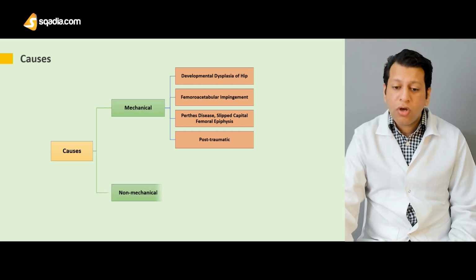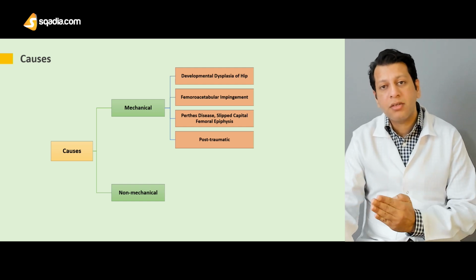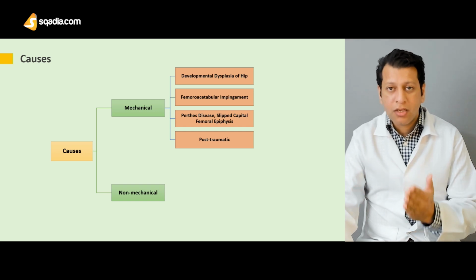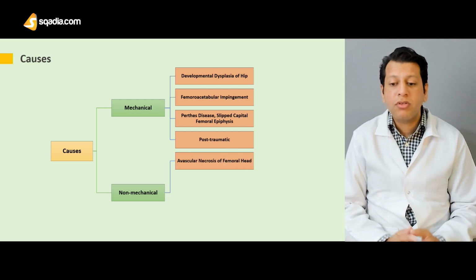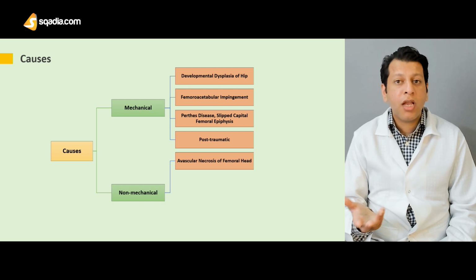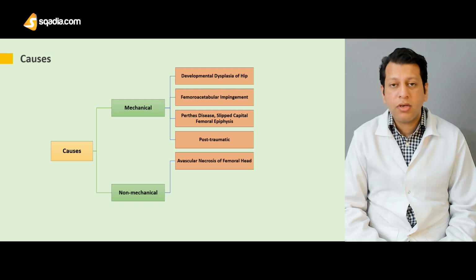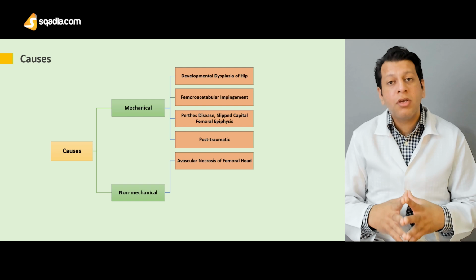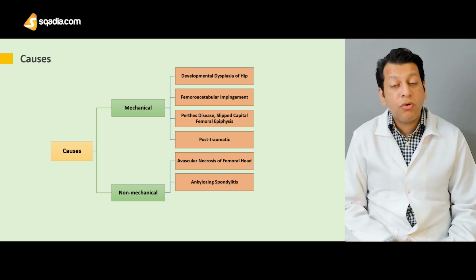Other non-mechanical causes include certain problems which are not related to the mechanics. The structure is fine, the mechanics are fine, but the problem is with other areas. For example, avascular necrosis of the femoral head could be due to the patient being alcoholic. The patient may have an increased tendency to smoking, and alcohol actually predisposes the patient to avascular necrosis of the femoral head. The patient may have ankylosing spondylitis.